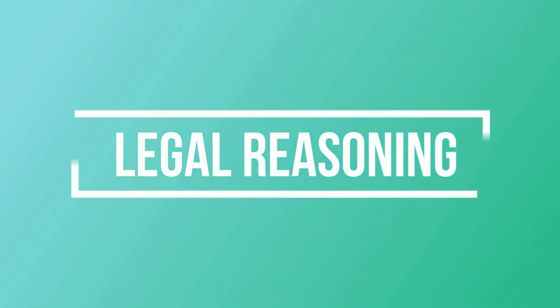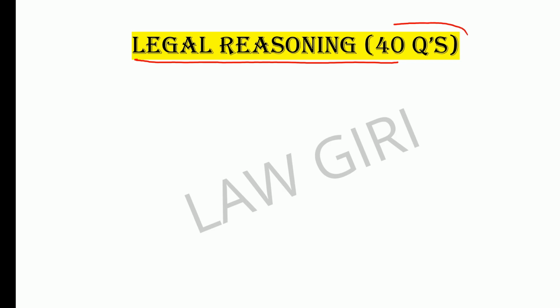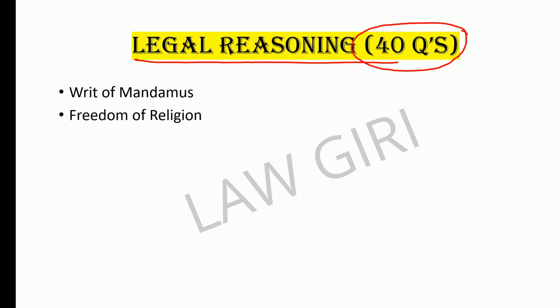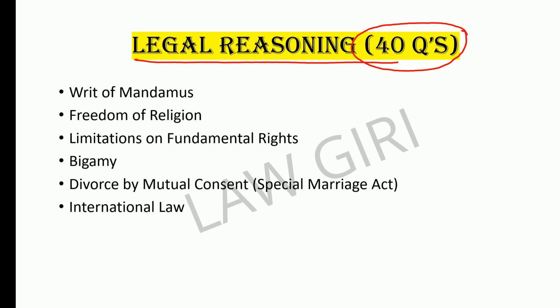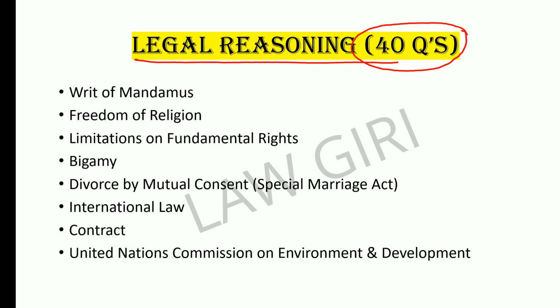Now for legal reasoning, 40 questions. Number one, writ of mandamus. There was a passage from writ of mandamus. Then there was a passage from freedom of religion. There were questions from limitations on fundamental rights, bigamy, divorce by mutual consent, Special Marriage Act, international law, contract. Then we had the United Nations Commission on Environment and Development.